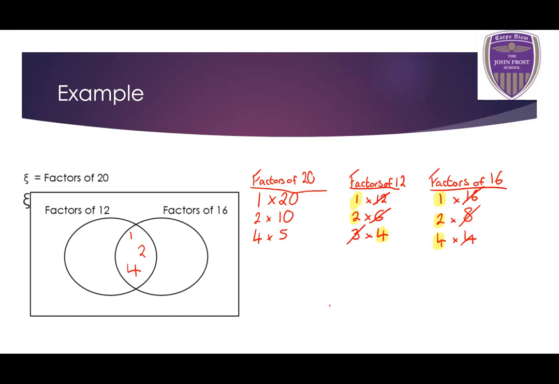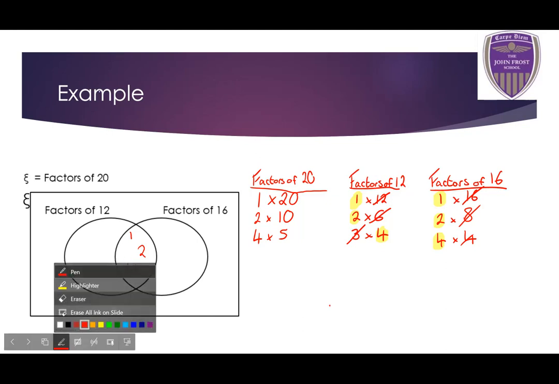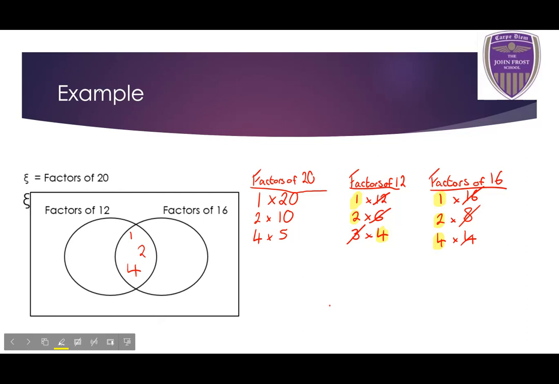And are there any other factors of 12 that aren't factors of 16? No, there's not. And are there any other factors of 16 that aren't factors of 12? No, there's not. So what numbers do we have left over from the factors of 20? We've already used 1, 2, and 4. So that means the numbers that are going to go outside of these two circles are 5, 10, and 20. So that's how you do the first one. Let's have a think of the second diagram now.